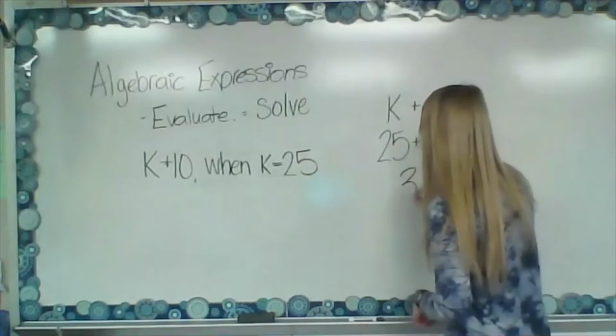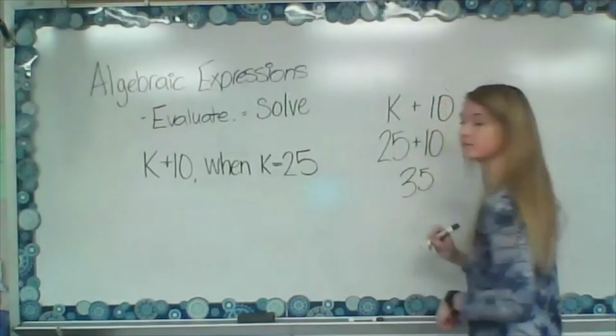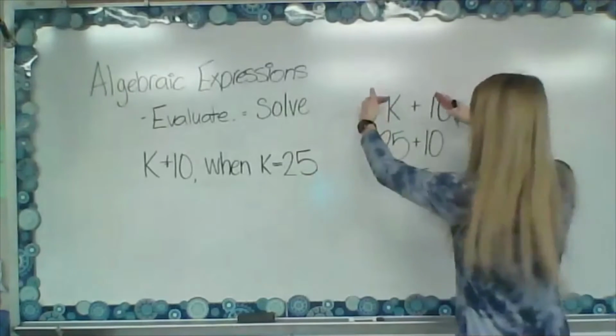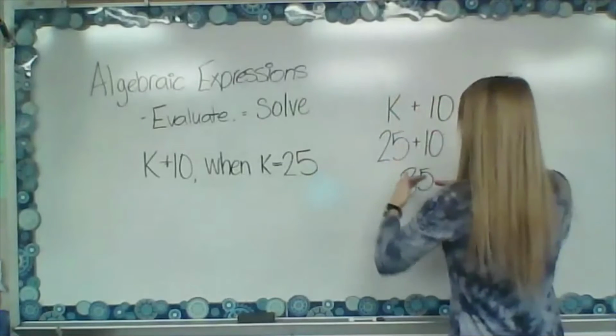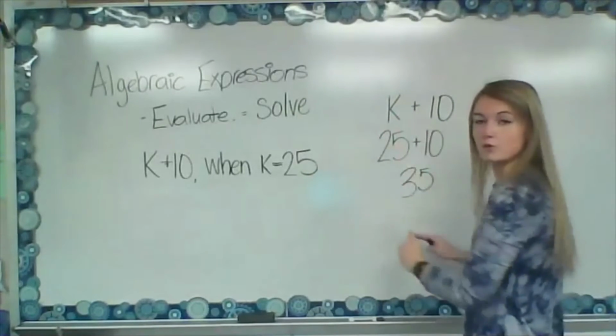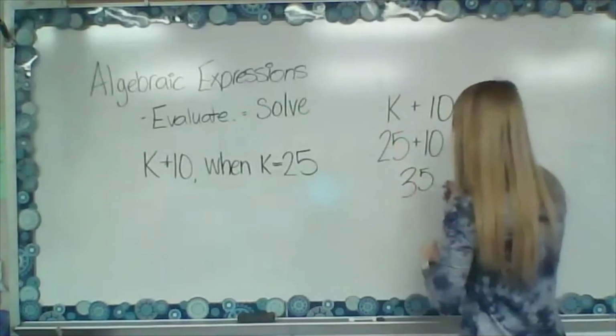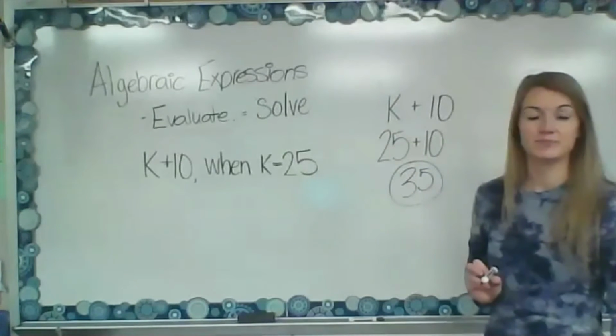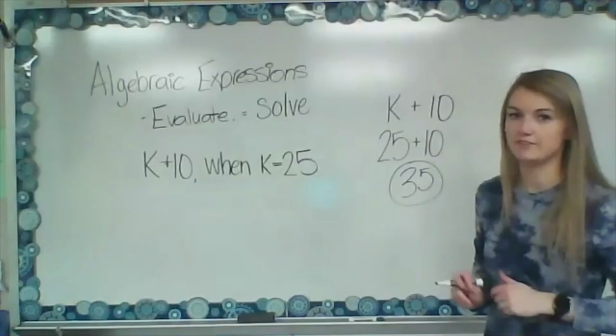Otherwise, I know that it is 35. And when we work in algebra, we go down. One step, next step, next step, next step, next step. We always work down, and then our final answer will be one number on the bottom, and we circle it. That's how we're going to solve these. So we're going to try a few more, okay?